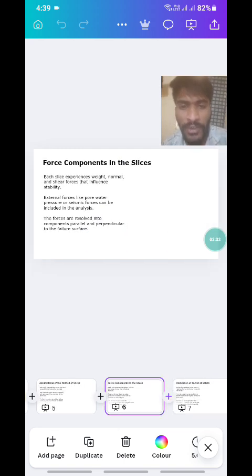Next, force components in the slice. Each slice experiences weight, normal, and shear forces that influence stability. External forces like pore water pressure and seismic forces can be included in the analysis. The forces are resolved into components parallel and perpendicular to the failure surface.